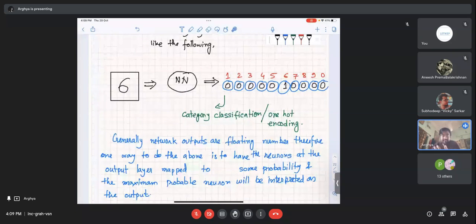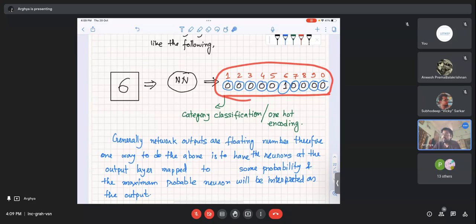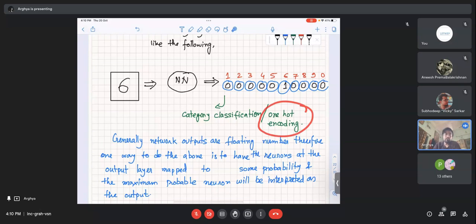What you want to achieve is the following. At the output you want to observe 10 nodes. If this is 6, this node should light up, or just say 1, and all the others should be 0. So if I write 1 here, it should understand 1 by telling me that this is 1, and all the others are 0. This is called category classification, and this way of doing it is called one hot encoding, because one of them is hot and all the others are cool.